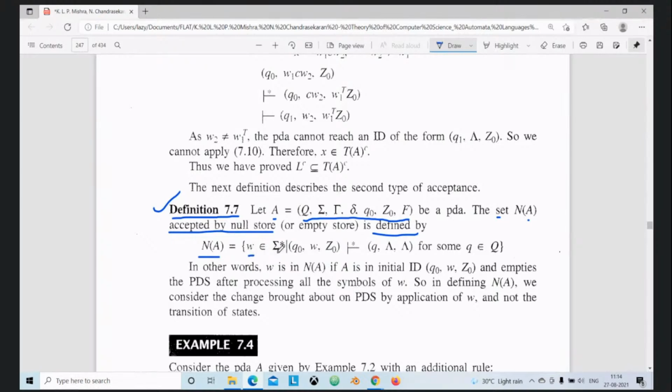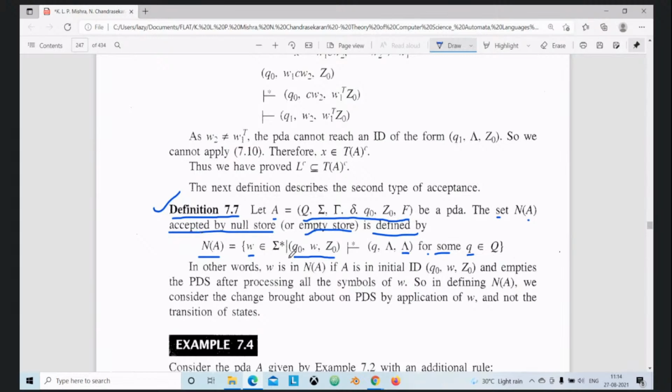What is W? W is a combination of input alphabet such that, considering from this initial configuration, that is Q naught comma W comma Z naught, after making zero or more transitions, we have to erase the entire stack. That's how we say it is null store acceptance. If we are able to empty the store for some state q, then we can say that it is accepted by null store.